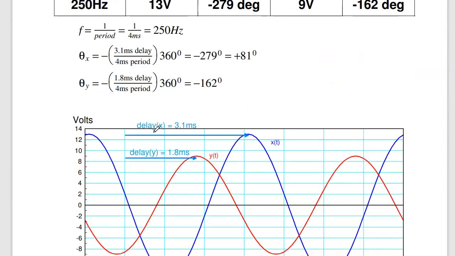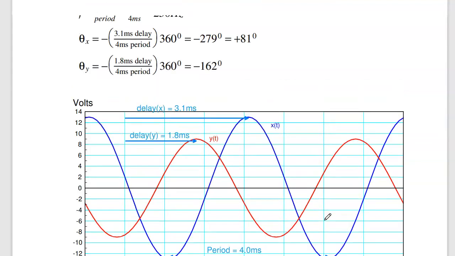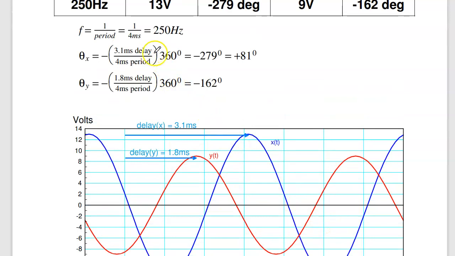Problem 5. If you have this voltage, express this in terms of phasors. Give me the frequency and the phasor representation for x and y. To start with, the frequency is 1 over the period. The period is 4 milliseconds, so the frequency is 1 over 4 milliseconds, 250 hertz.